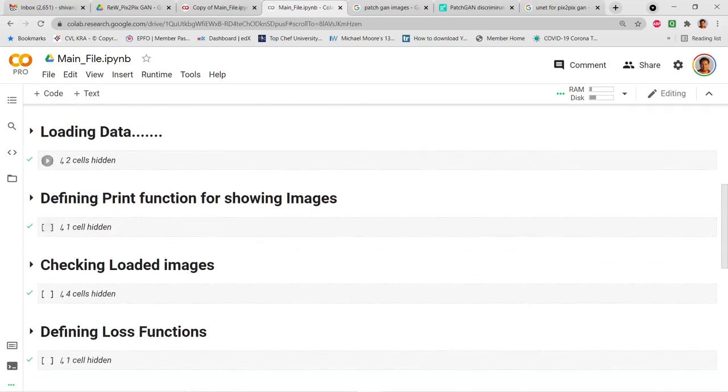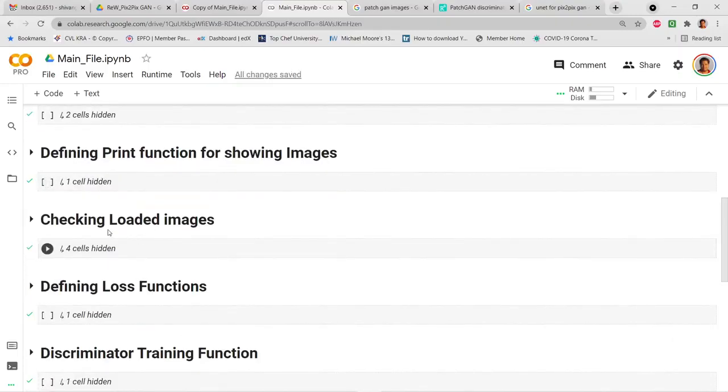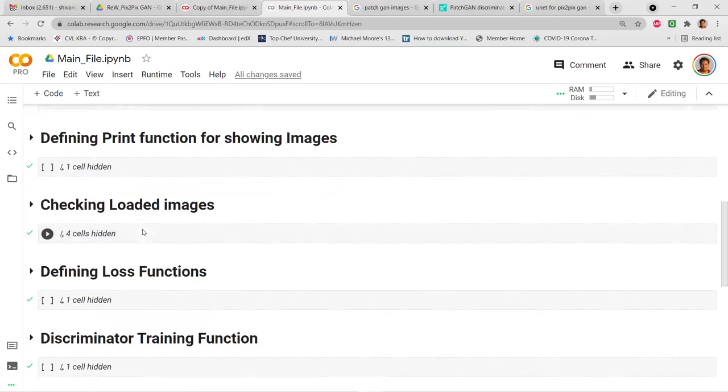Next three cells are nothing but about loading the data, then defining the function through which we'll be printing the images in the output we just saw. So we were printing the images using this function there. This is just checking the loaded data images.